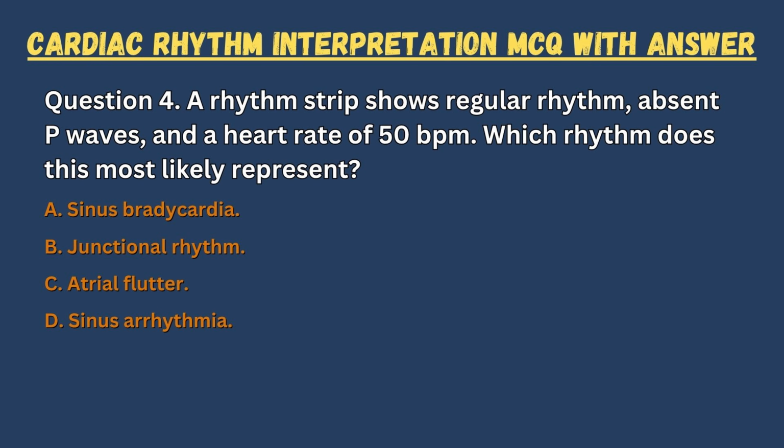Question 4. A rhythm strip shows regular rhythm, absent P waves, and a heart rate of 50 BPM. Which rhythm does this most likely represent? A. Sinus bradycardia. B. Junctional rhythm. C. Atrial flutter. D. Sinus arrhythmia.